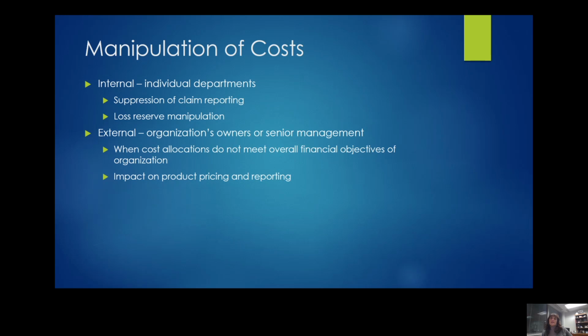Another thing they can do is manipulate the amount of reserves that they need to have set aside. And remember, loss reserves are cash on hand set aside to cover potential losses coming up.